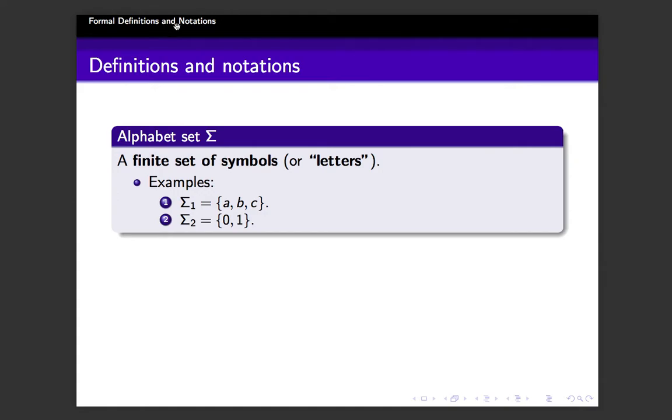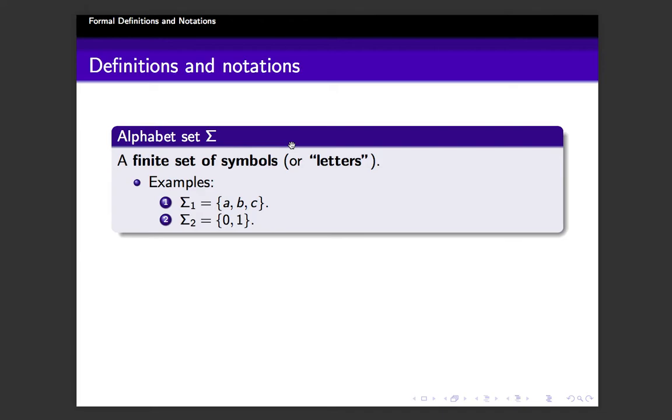An alphabet set, sigma, is a finite set of symbols or letters. For example, sigma 1 is an alphabet set with three symbols in it, A, B and C. Another example is the binary alphabet denoted as sigma 2. Sigma is the typical representation for an alphabet set, so we will be using sigma in this course for representing an alphabet set.